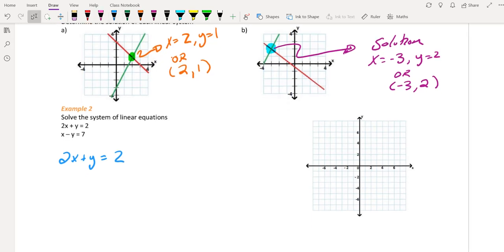I want this in y-intercept form, y equals mx plus b, where y is positive and by itself on one side of the equation. So I'm going to move the 2x to the other side by subtracting it. So I end up with y equals -2x plus 2.